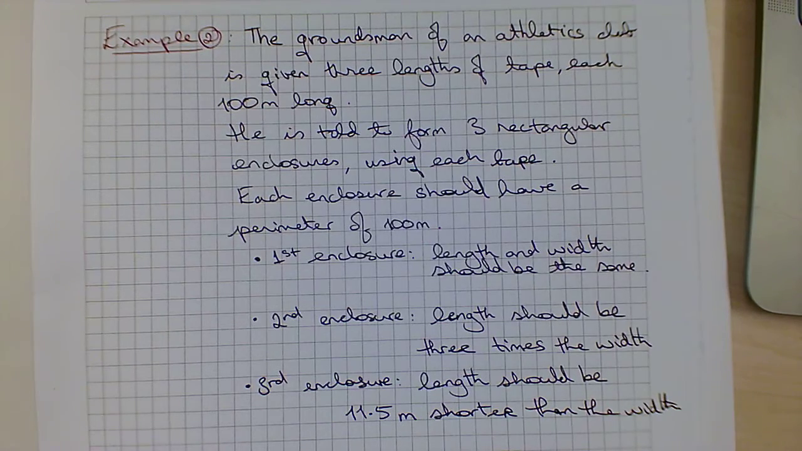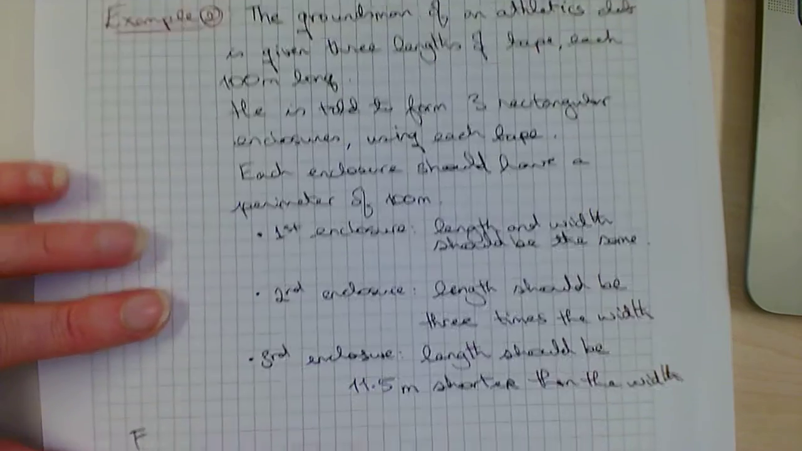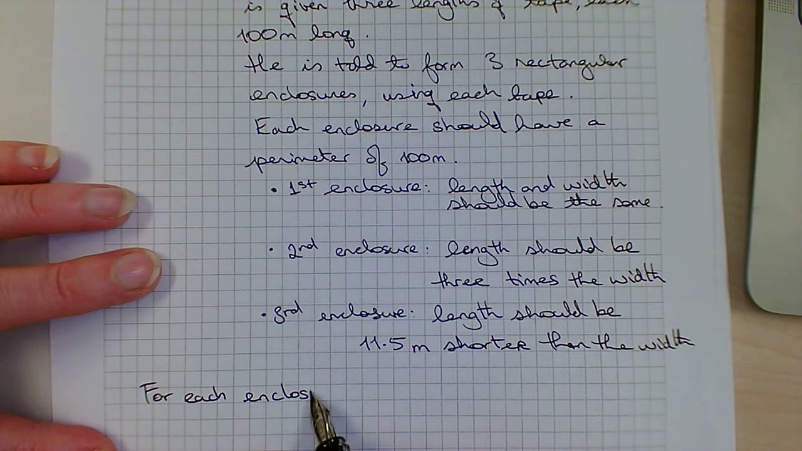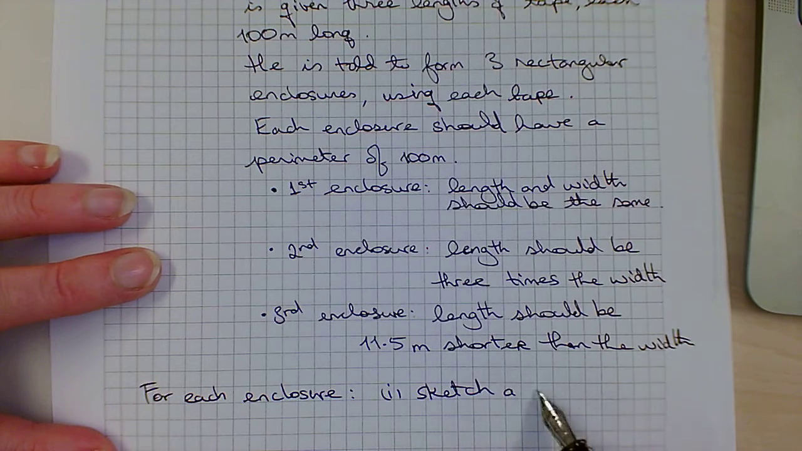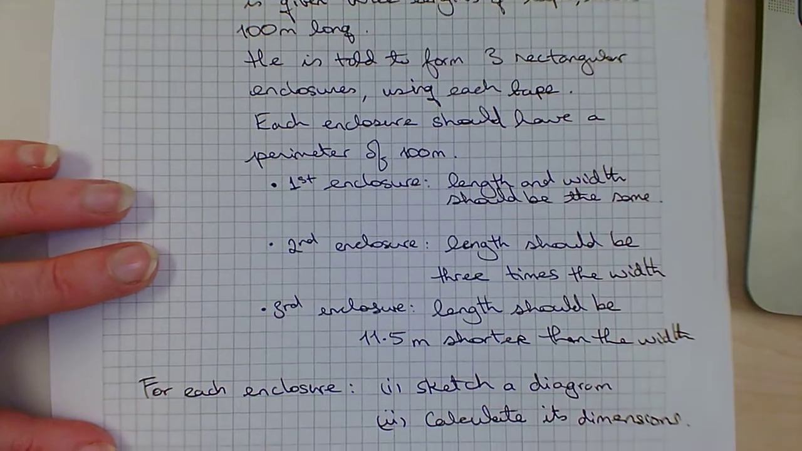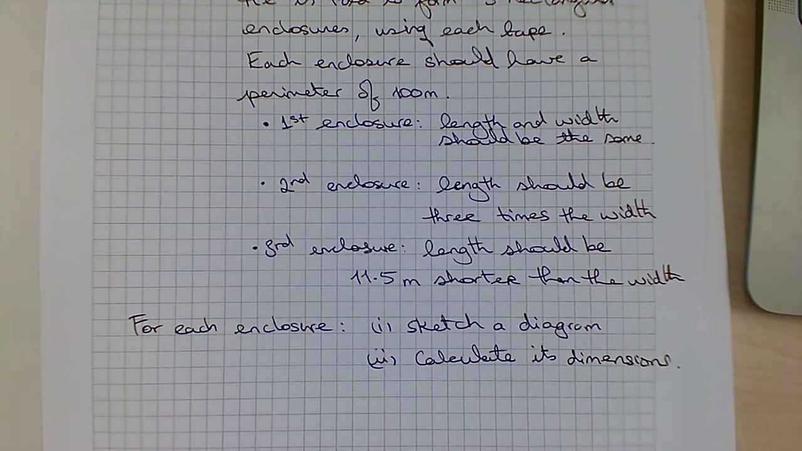Okay, so do we have enough information from this to find the length and the width in each case? So for each enclosure, we must do 2 things. Sketch a diagram and calculate its dimensions. Dimensions meaning length and width. Especially in area and volume questions, sketching a diagram is something that's really useful in terms of helping us solve them.